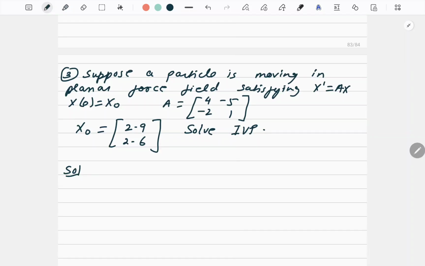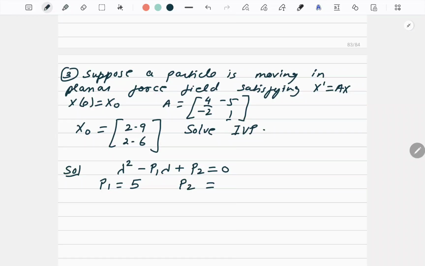It is a 2 cross 2 matrix. So what is the characteristic equation? Lambda square minus p1 lambda plus p2 is equal to 0. Now in this question, what is p1? P1 is the sum of diagonal elements. So 4 plus 1 is 5. And p2 is what?